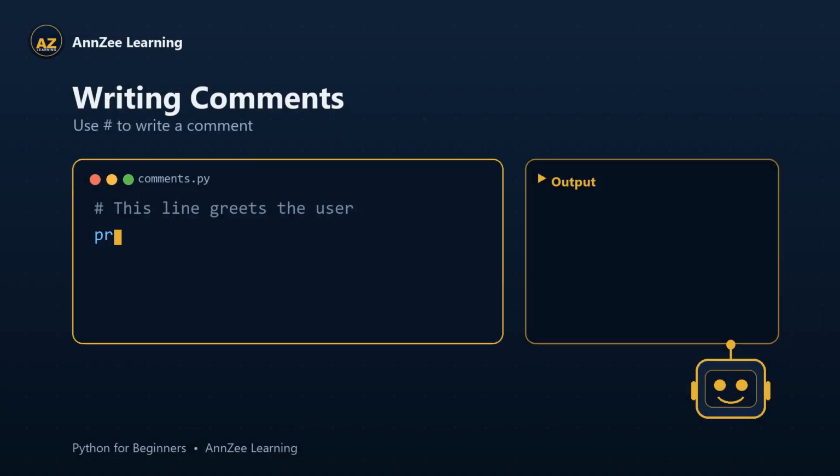Here's how it looks. A line starting with a hash is a comment on its own. You can also add a comment at the end of a line of code. Either way, only the print line actually runs.